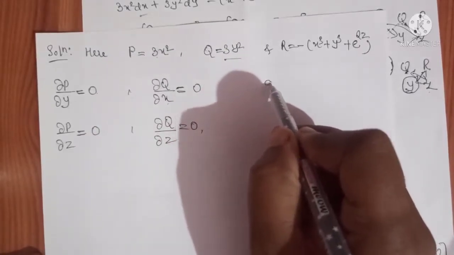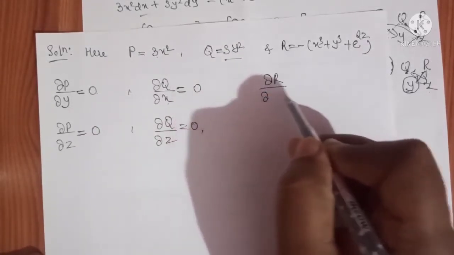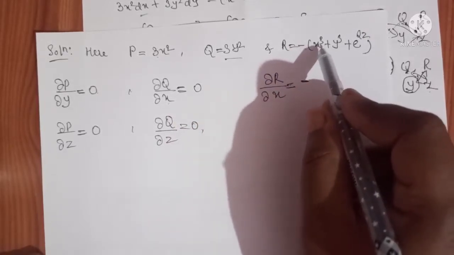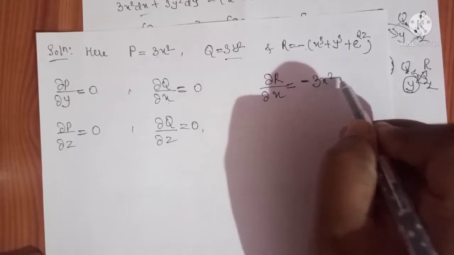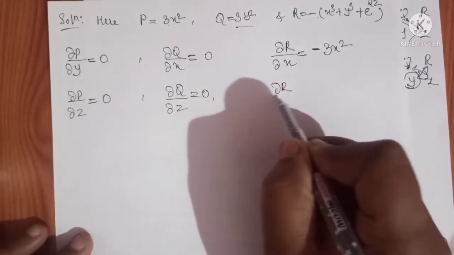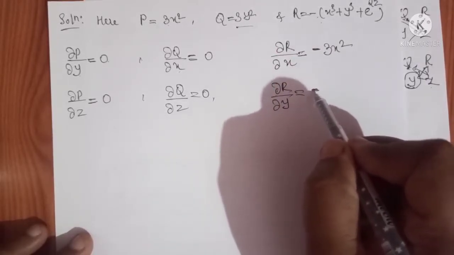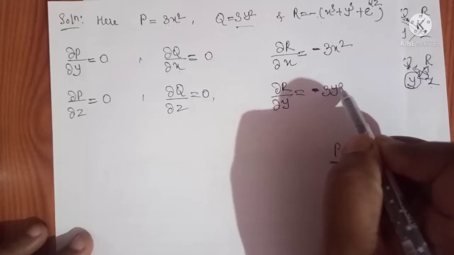So we have to find ∂r/∂x, which with respect to x, the differentiation of minus x³ is minus 3x². Similarly, ∂r/∂y, with respect to y, the differentiation is minus 3y².